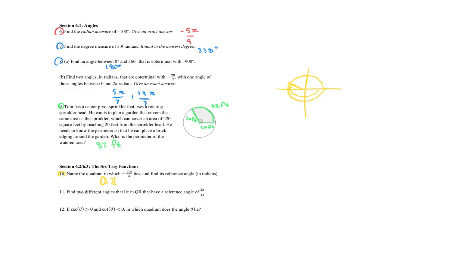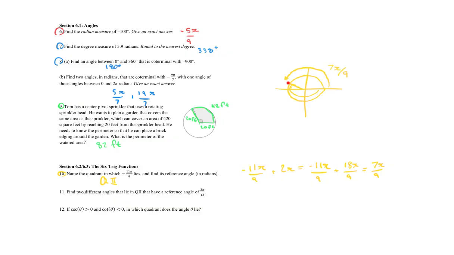Now, in order to find the reference angle, generally a good place to start is just to get it between 0 and 360, or between 0 and 2 pi. So to do that, I'm going to add 2 pi to it. So negative 11 pi over 9 plus 2 pi. It's the same thing as negative 11 pi over 9 plus 18 pi over 9, which is going to be 7 pi over 9.